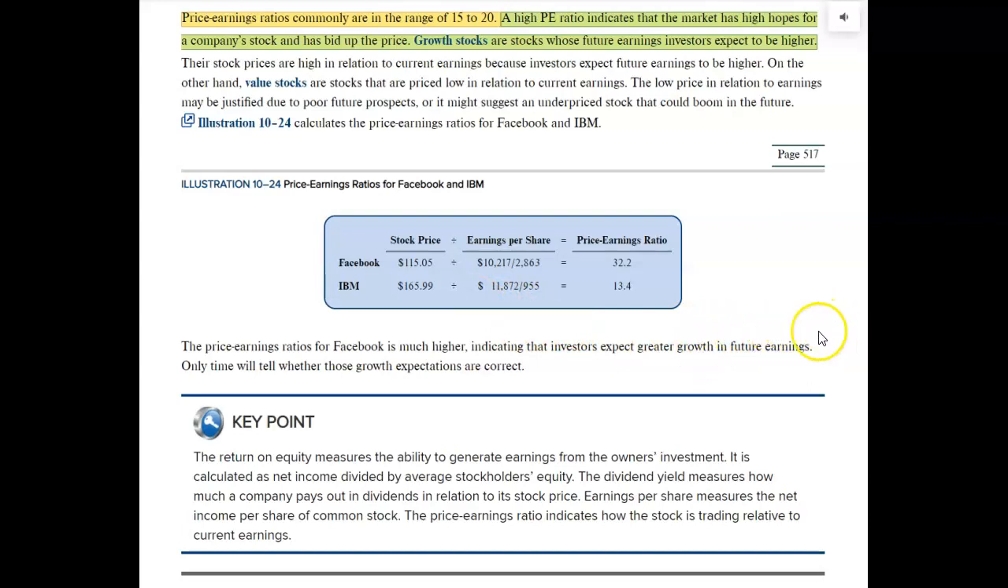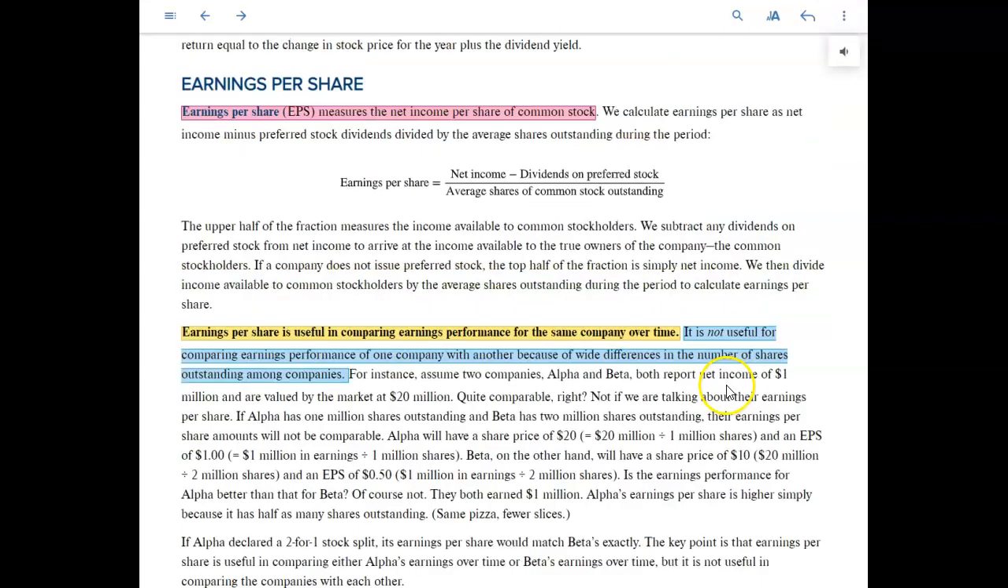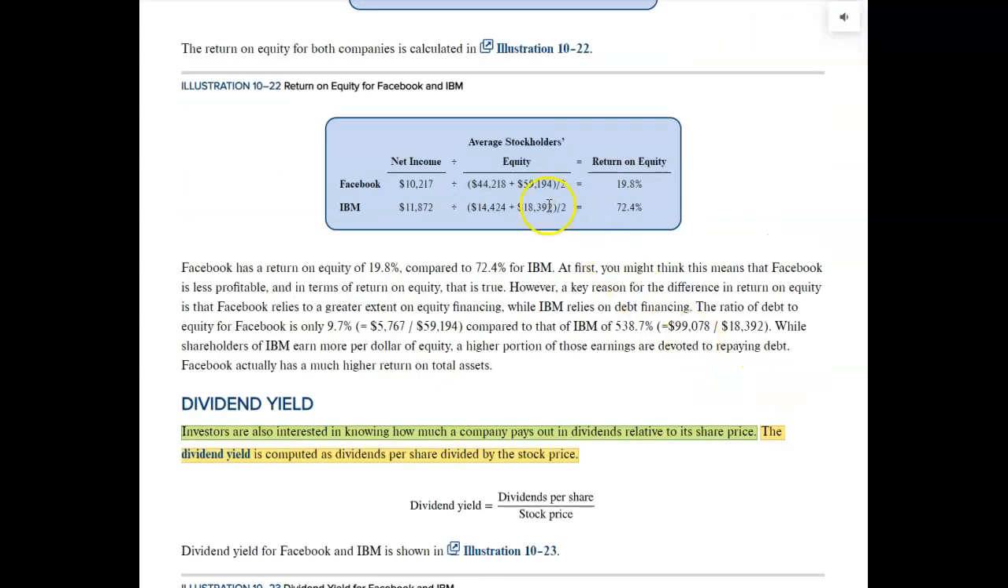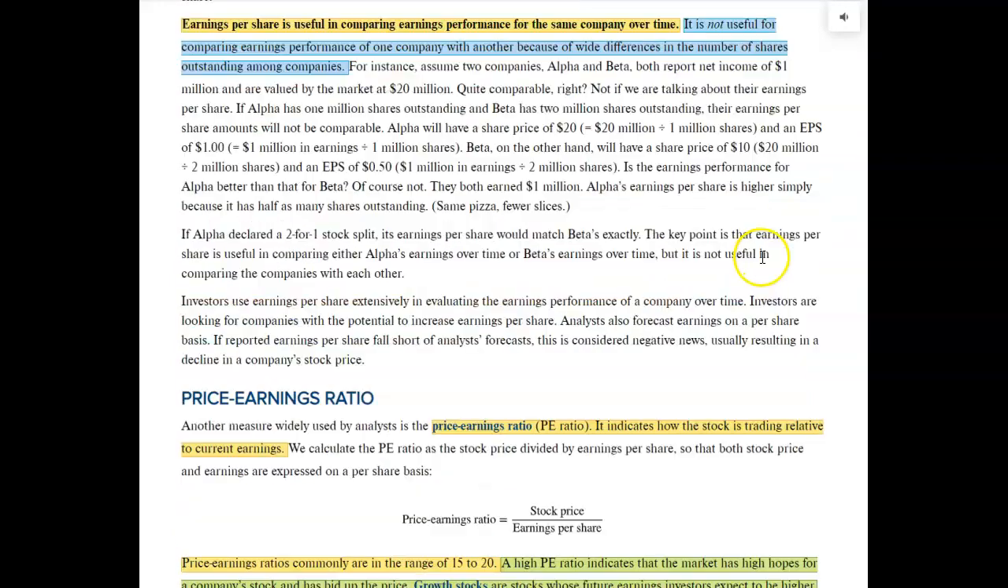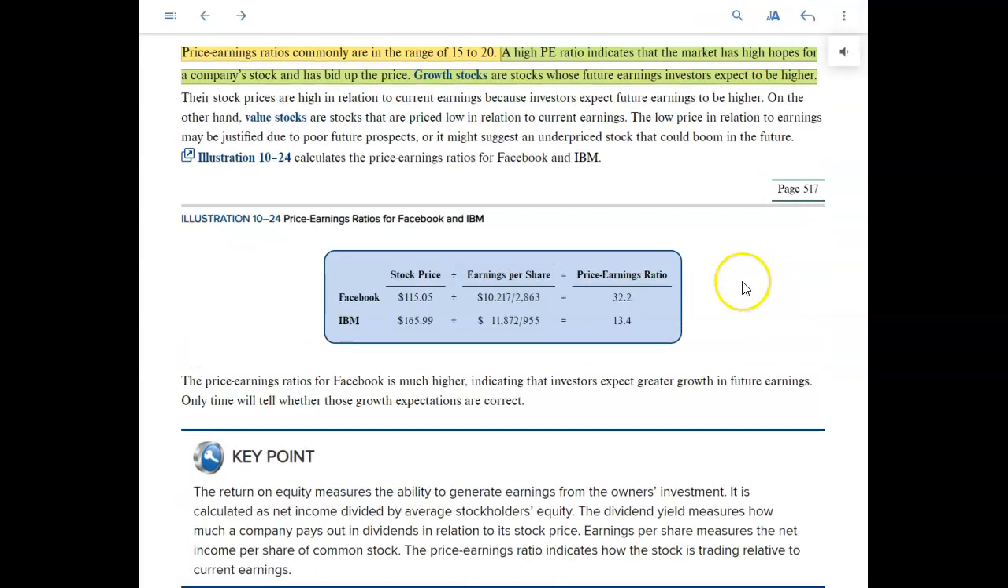Okay. Now, different people use these calculations to evaluate companies. Everyone has their own set of formulas they think are the best for them to use to evaluate companies, whether to buy the shares or not. But going back up here, look, on return on equity, IBM's doing much better than Facebook, much better. Facebook doesn't pay any dividends, no dividend yield. But the PE ratio is 32.